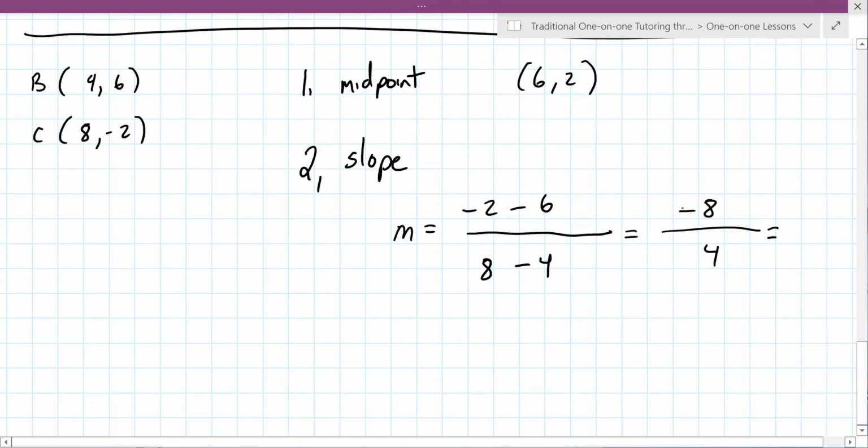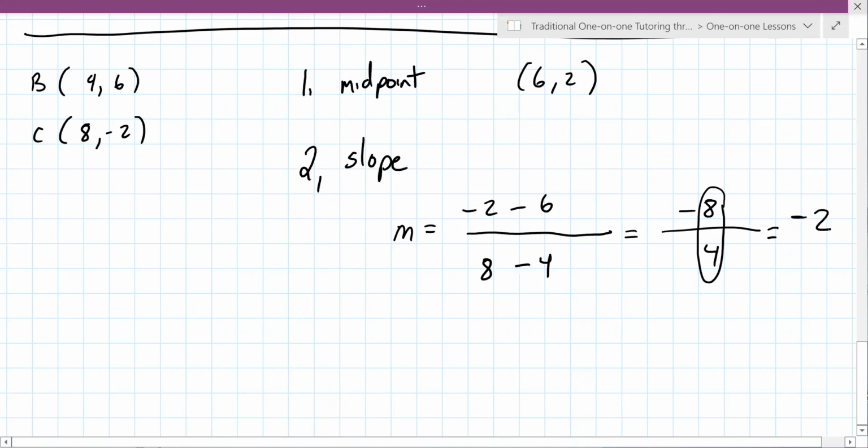So two. There's a negative sign. What about that negative? You know what? The answer has to be negative. All right, you get -8 divided by 4. What is 8 divided by 4? 8 divided by 4 is 2, so -2.